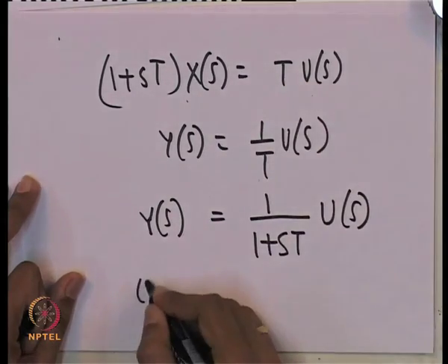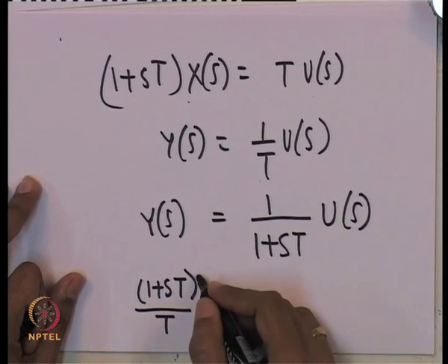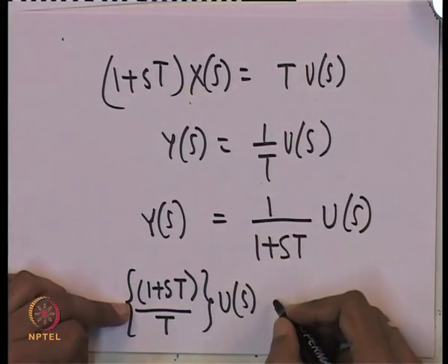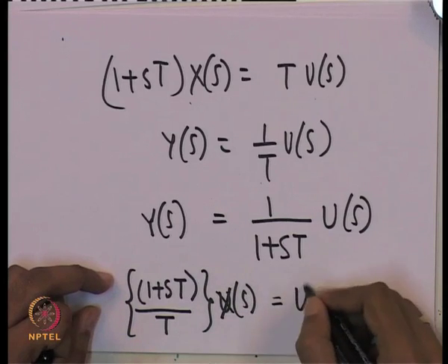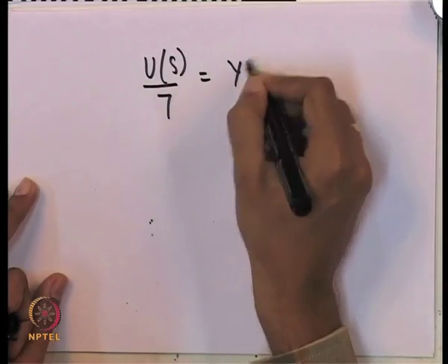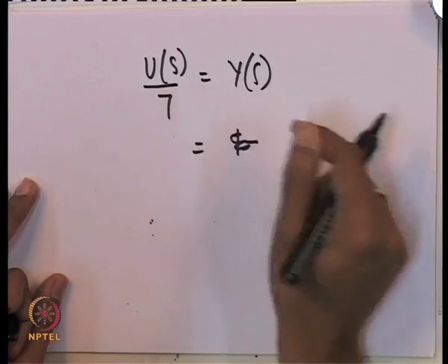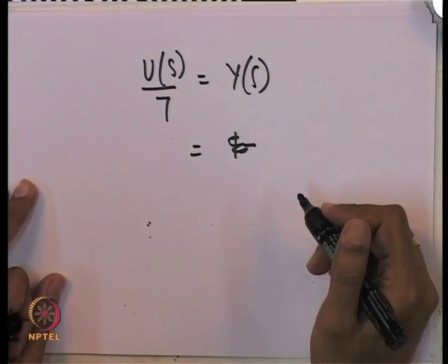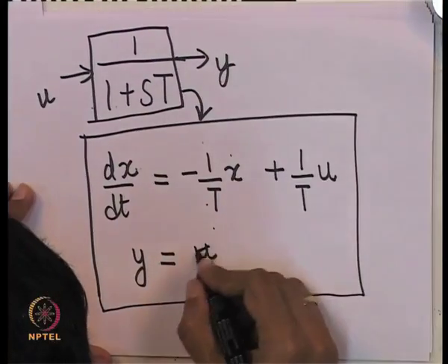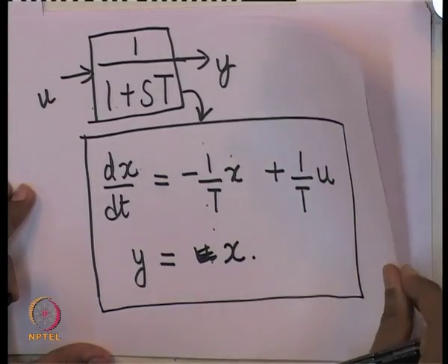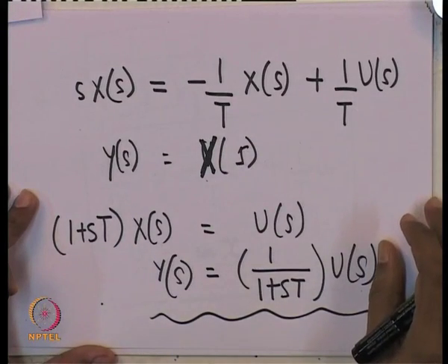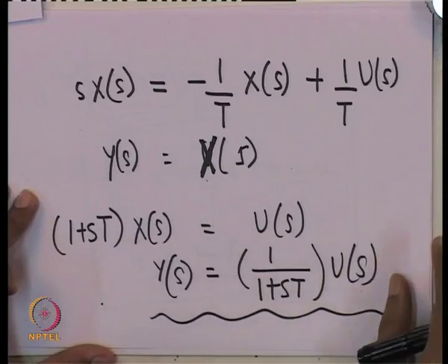Y of s is equal to 1 plus s t upon t into u of s. Okay. So, we will have, I am sorry, u of s by t is equal to y of s. We will just redo this. There was one small error which I made in our previous slide: this should have been x, this should have been x of s. So, please note this error. In that case, of course, you will get this particular relationship.